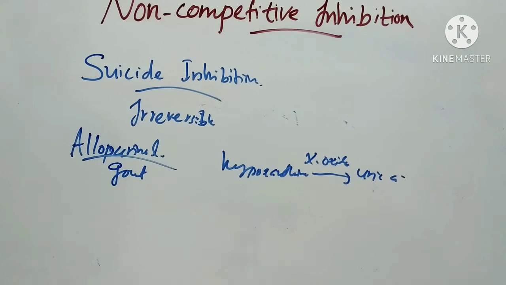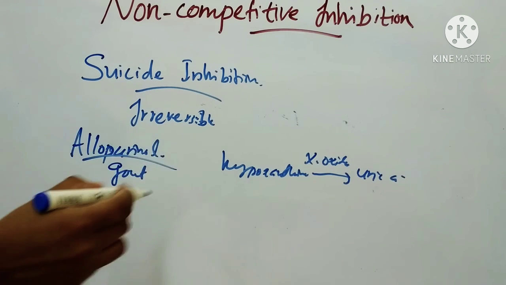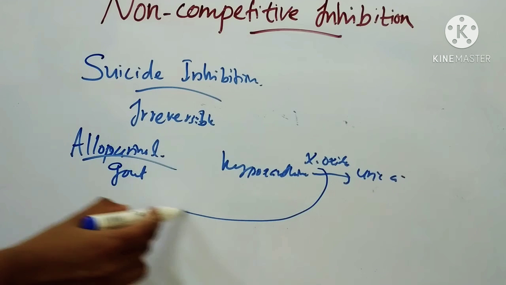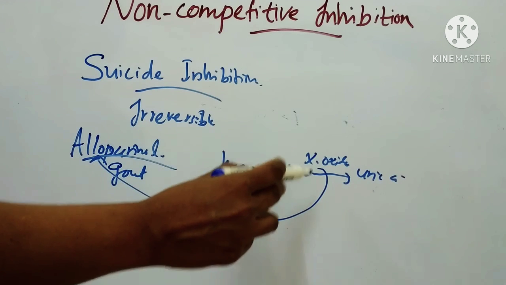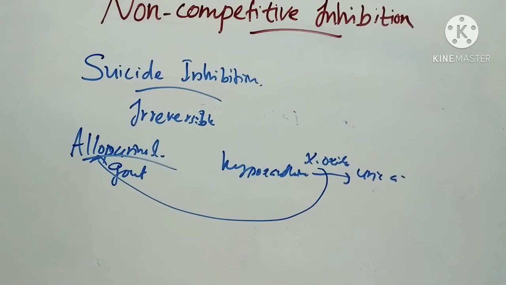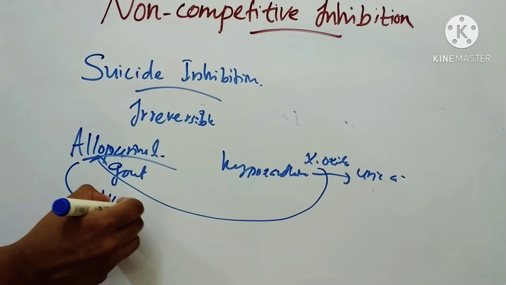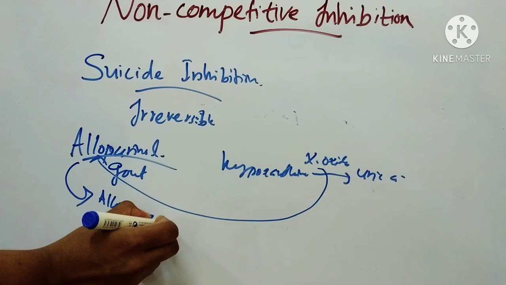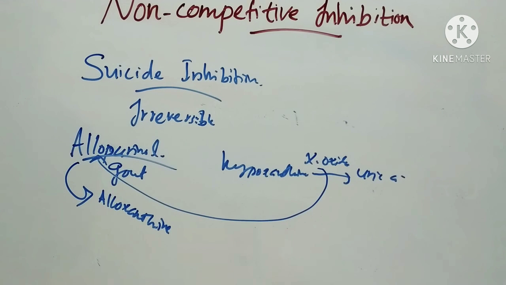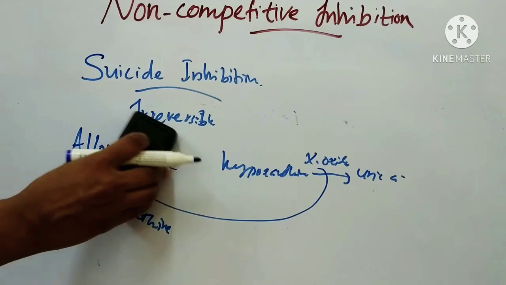But this allopurinol gets oxidized by the enzyme xanthine oxidase and is converted to alloxanthine. And this alloxanthine is a more potent, effective and stronger inhibitor of xanthine oxidase and thus potentiates the action of allopurinol. That is allopurinol. Next one is aspirin.